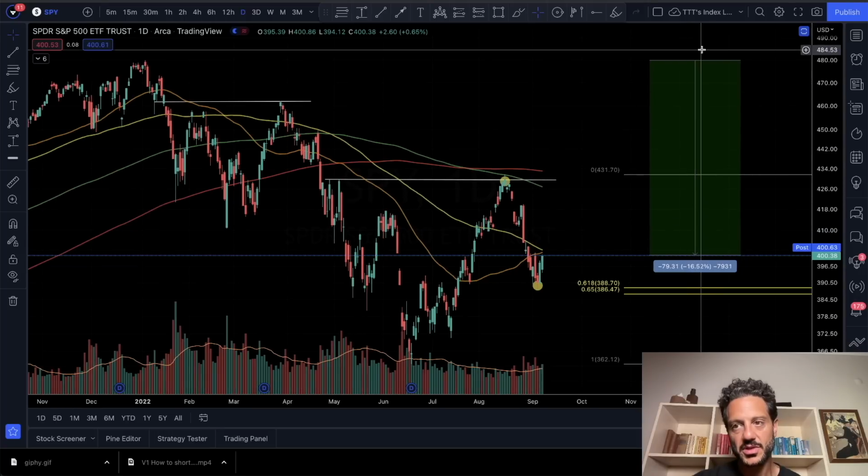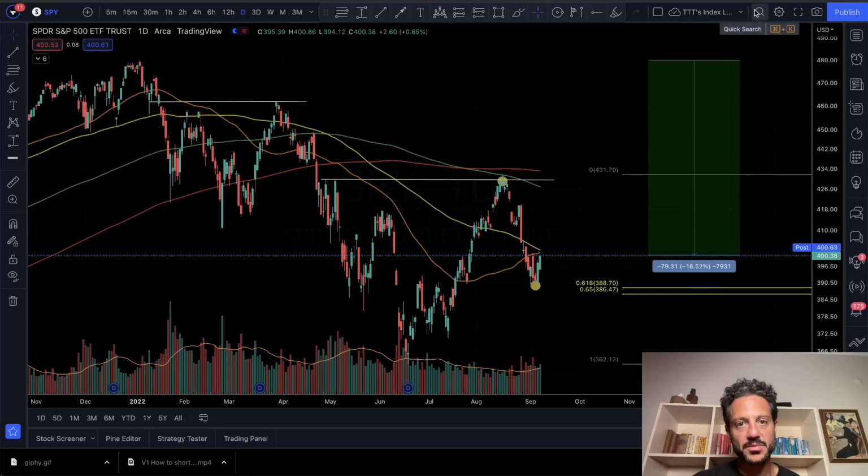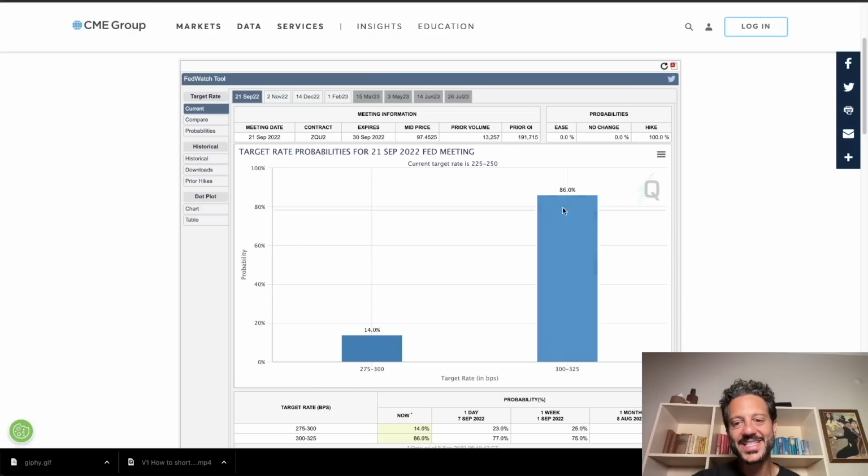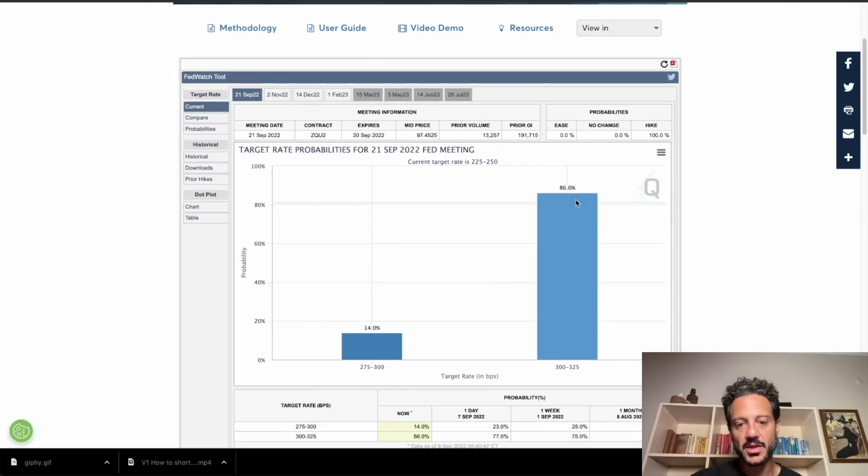does September 21st. Now, if you take a look at the FOMC watch tool, you'll see that now it is 86% priced in that we do a 75 basis point rate hike, 75 to 100 basis point rate hike. This was on the lower end. There was a higher probability at one point that we did a 50 to 75 basis point rate hike. Now it's 75 to 100. And this is after we heard from Jerome Powell today as of the time of this recording.